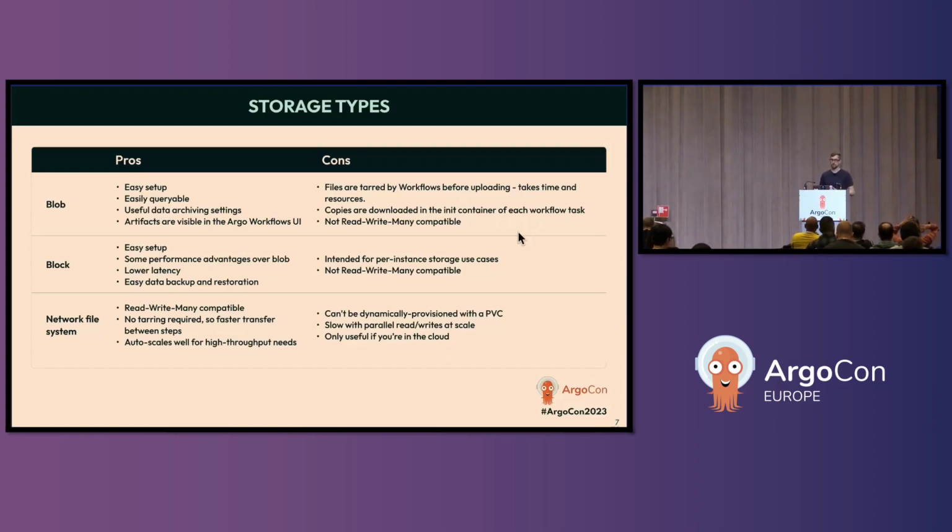As we get into block storage, it's an alternative we actually don't see a ton of users using in the workflows community, but definitely to be considered for its slight performance advantages over blob. And then there's network file systems, where the big benefit is read-write many compatibility, and it does really auto-scale well for high throughput needs. So if you're interested in that, there will be a lightning talk a little bit later comparing S3 and NFS type artifact setups, so definitely make sure to tune into that.